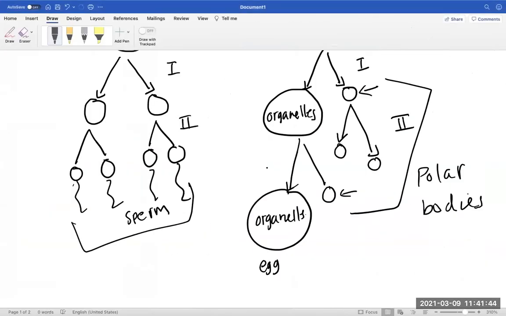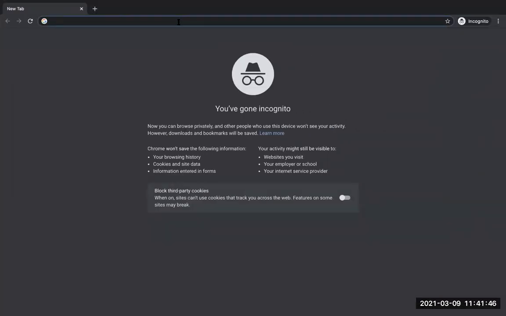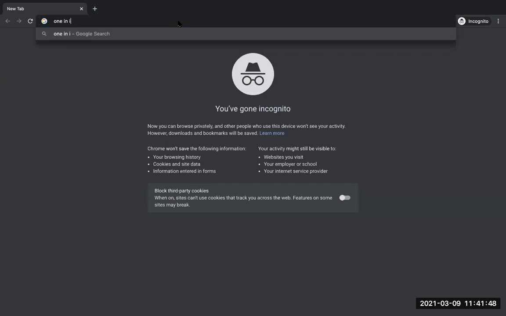There's this case I want to talk about a little bit. I don't know if you guys heard about it. It's called 1 in a million.